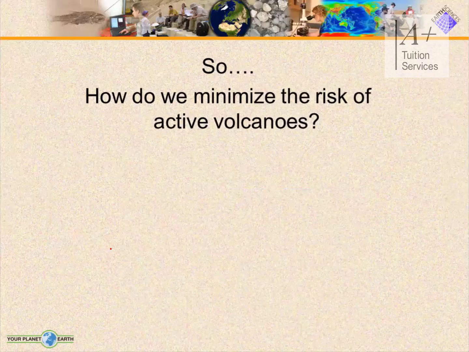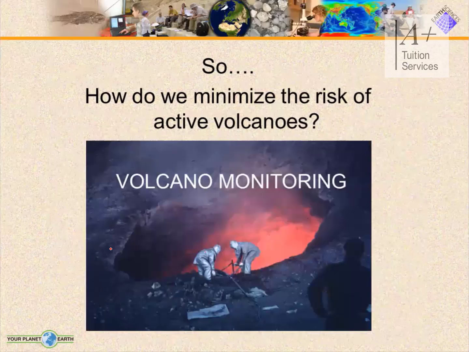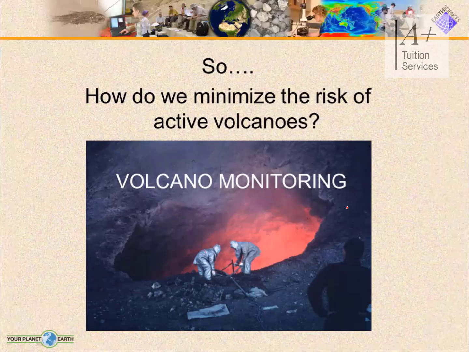So how do we minimize the risk of volcanoes? We can do volcanic monitoring, right? There are scientists and geologists who will study the Earth's crust and monitor earthquakes, any disruption to the crust of the Earth. And from this, we can determine if a volcano is going to erupt, and we can send out signals and clear the way.